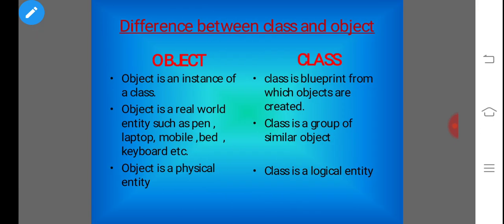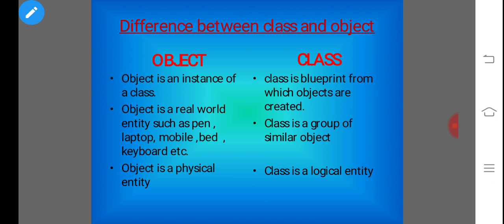Now the next slide shows the difference between class and object. The first point says that an object is an instance of a class. Instance of a class means it is a result of the class. The class is a blueprint from which objects are created. The second point says that an object is a real world entity such as pen, laptop, mobile, bed, keyboard, etc. Any real world object which you can describe, or which has characteristics and behavior, is known as an object, whereas class is responsible for producing a group of similar objects.